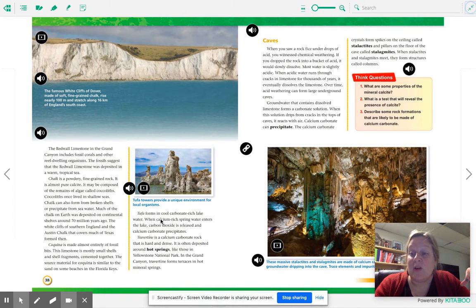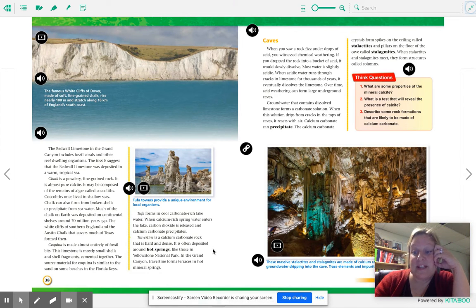Tufa. Here we go, talking about tufa. There are the tufa towers. They provide a unique environment for the Mono Lake creatures. But tufa forms in cool, carbonate-rich lake water. The calcium-rich spring water enters the lake. Carbon dioxide is released, and calcium carbonate precipitates. Again, that word precipitates. The carbon dioxide goes off, and you're left with that solid calcium carbonate in the form of that tufa.